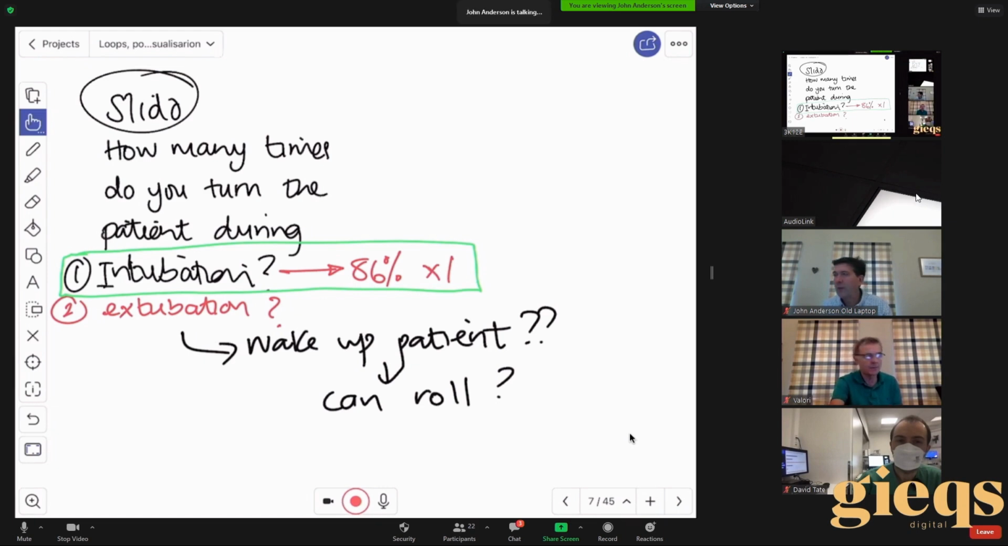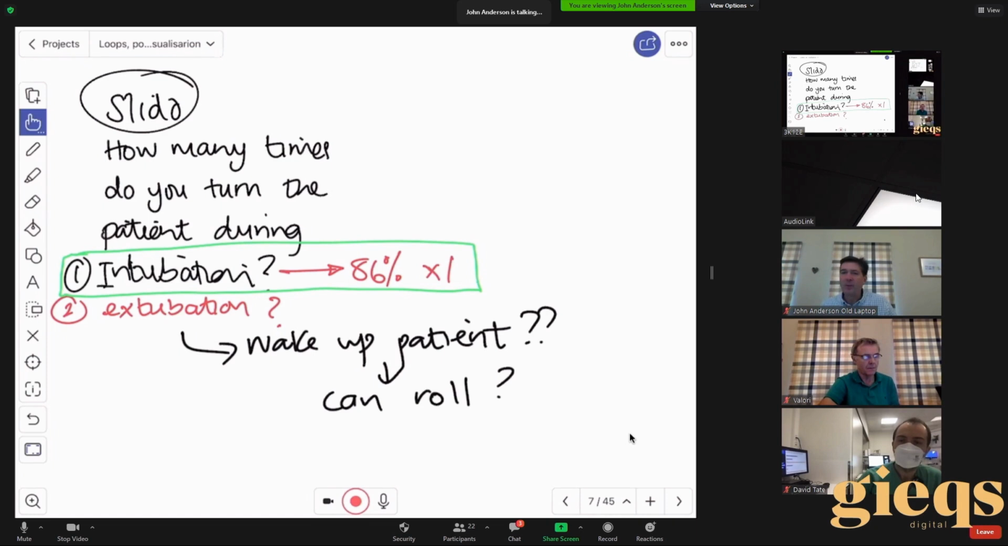It's clear from the poll, and we know this, that people are reluctant to roll the patients. We see here during intubation, 86% of people on the course day only roll the patient once. In fairness, you could say, well, so do I, but I do mine underwater, and I wonder how many of that 86% are using water intubation.